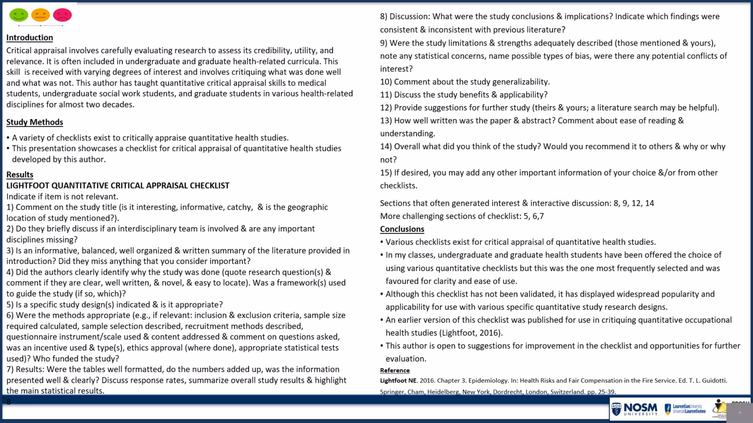Although the checklist has not been validated, it has displayed widespread popularity and applicability for use with various specific quantitative study research designs. An earlier version of the checklist was published for use in critiquing quantitative occupational health studies. This author is open to suggestions for improvement in the checklist and opportunities for further evaluation.